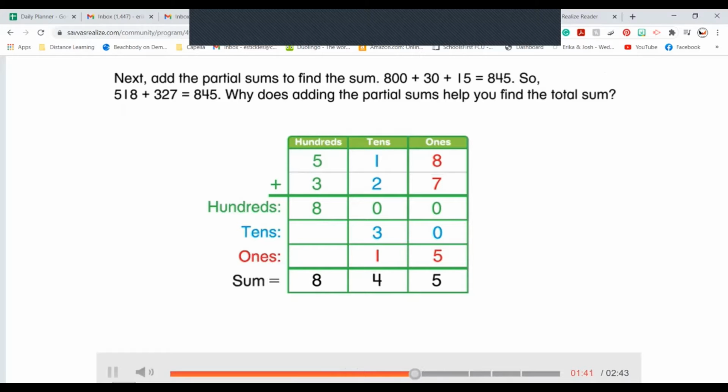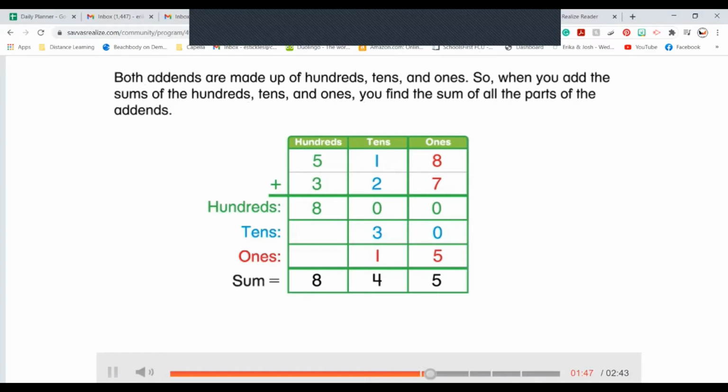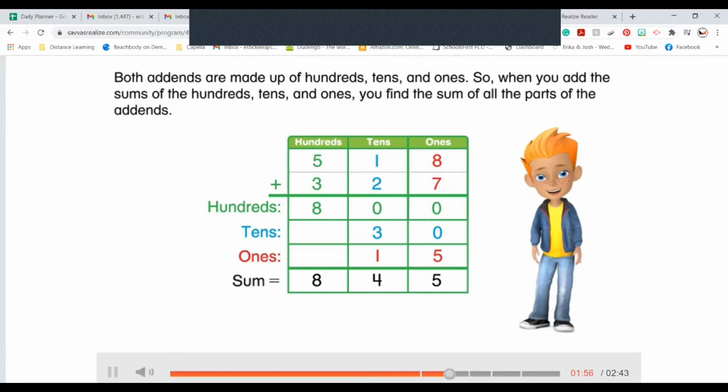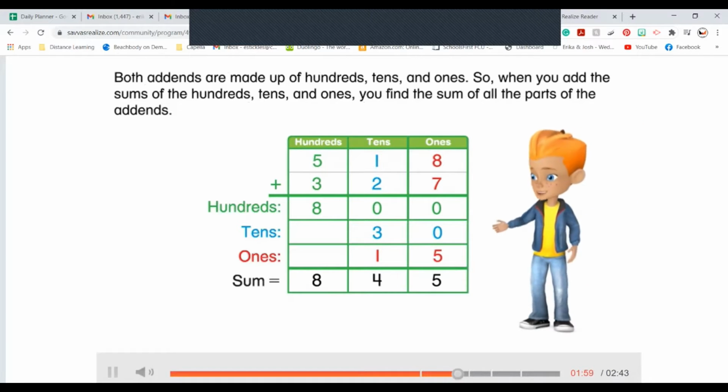Why does adding the partial sums help you find the total sum? Adding the partial sums helps us find the total sum because then we know the total of the hundreds, the total of the tens, and the total of the ones, and we just have to add them together to find the total sum. Both addends are made up of hundreds, tens, and ones. So, when you add the sums of the hundreds, tens, and ones, you find the sum of all the parts of the addends. Using partial sums makes adding big numbers easier.